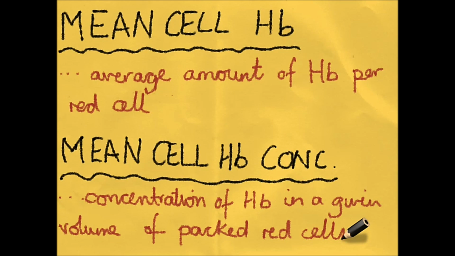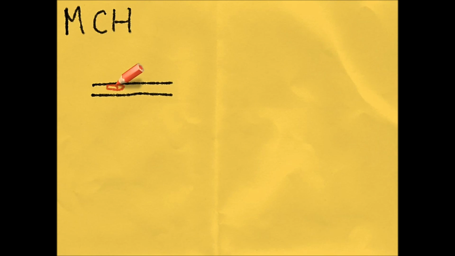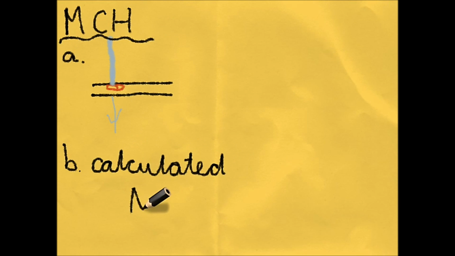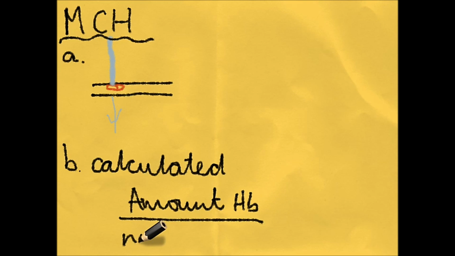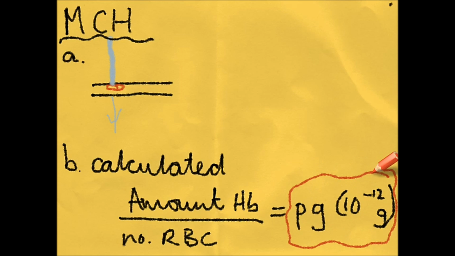The mean cell haemoglobin gives us information about the average amount of haemoglobin in each red blood cell, whereas the mean cell haemoglobin concentration gives us information on the concentration of haemoglobin in a given volume of packed red cells. The mean cell haemoglobin can be measured by either spectrophotometry of individual cells, or in some instruments it's calculated by dividing the haemoglobin by the number of red cells in a given volume.